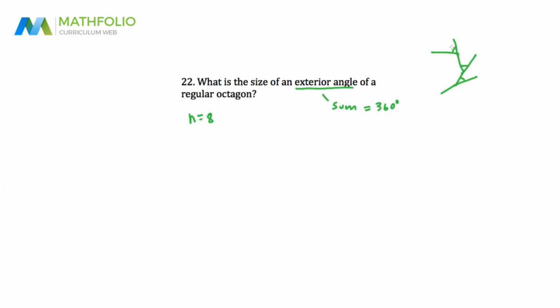These angles going all the way around, the sum of all of those, no matter whether it's a hexagon or a quadrilateral or a triangle, the sum is always 360. So if the sum's always 360 and we've got 8 sides, that also means 8 angles. We just divide it by 8. So 360 divided by 8 is going to give us our answer of 45 degrees. So 45 degrees is our answer for 22. 45 degrees.